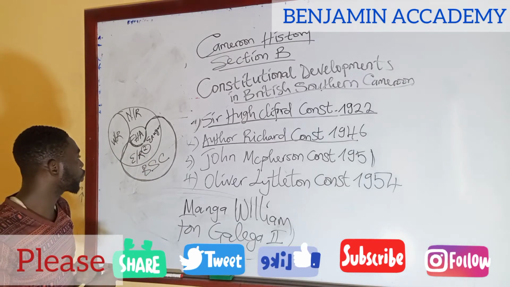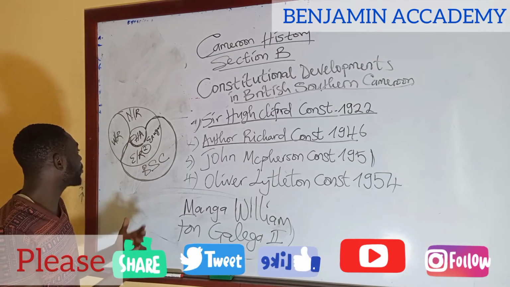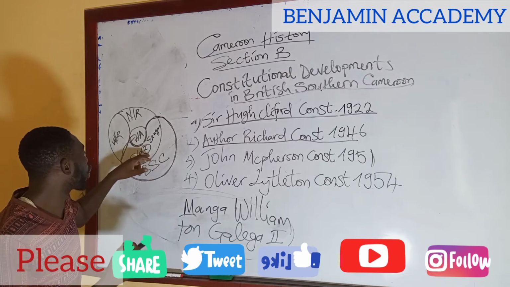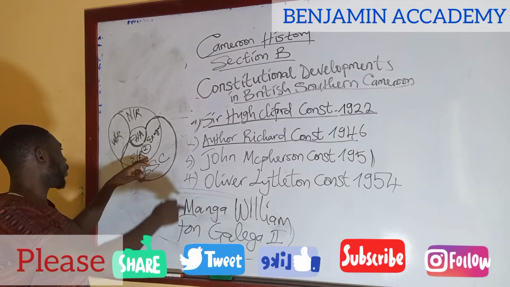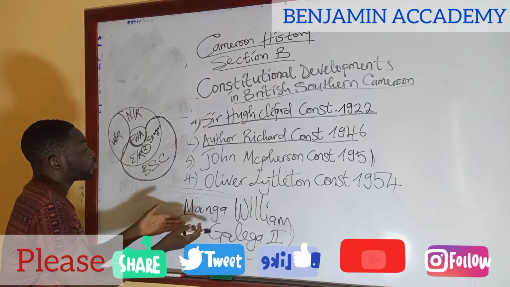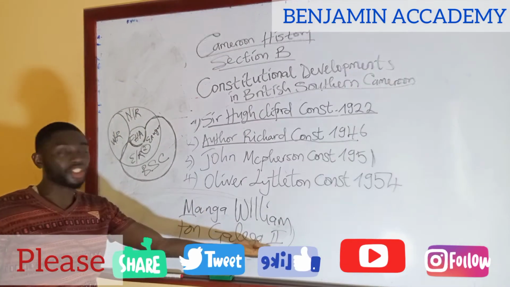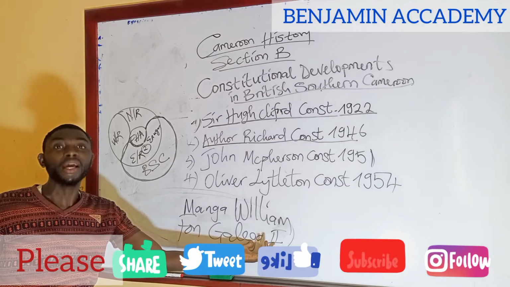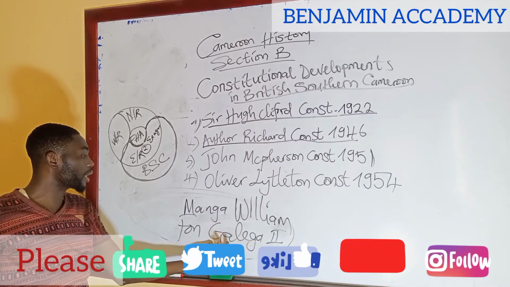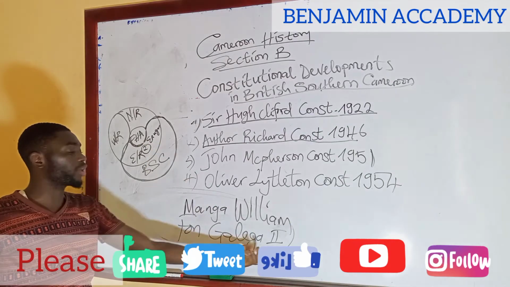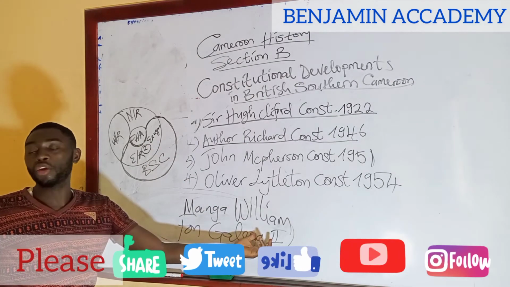Another criticism that Southern Cameroonians gave under the Richard Constitution was about the traditional rulers. These people were traditional rulers. The educated elite in British Southern Cameroon were not happy because the seats that were given to Southern Cameroonians were given only to traditional rulers. So the elites were not happy.